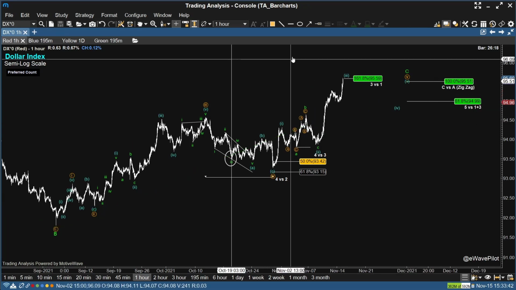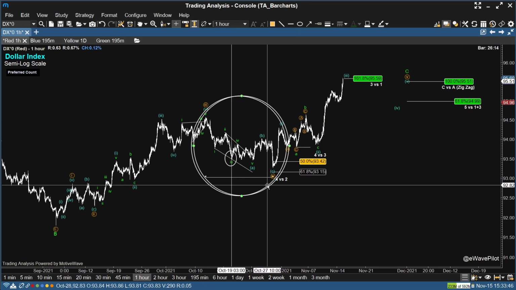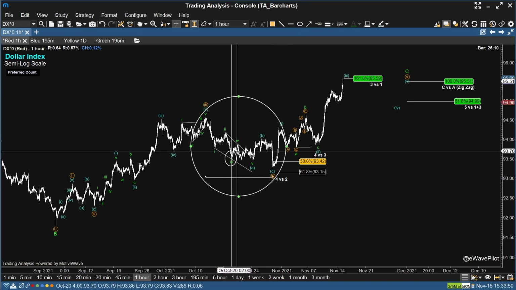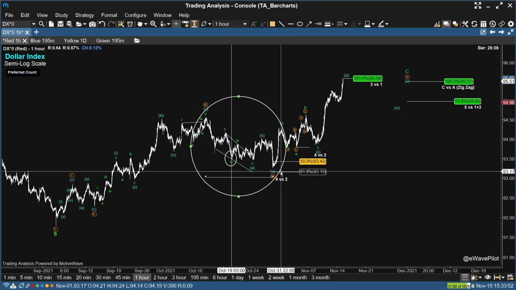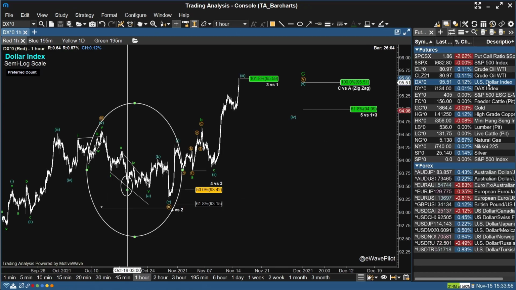If not, we can at least consider a far-fetched alternate possibility that this is wave A and B, or 1 and 2, of a larger upside move for the dollar.